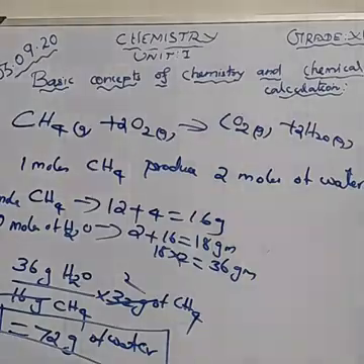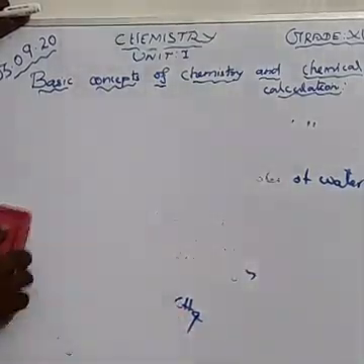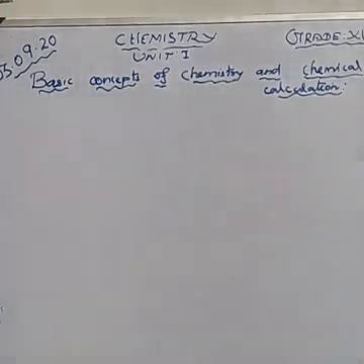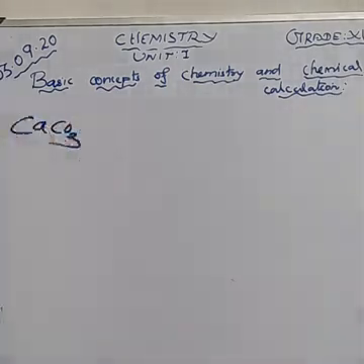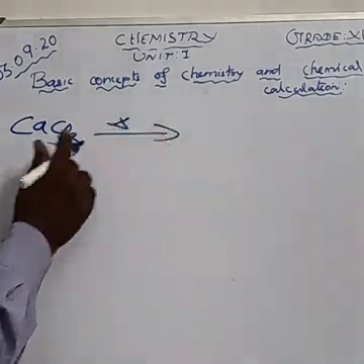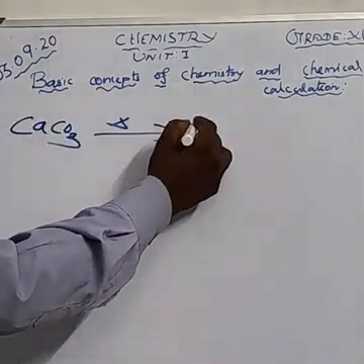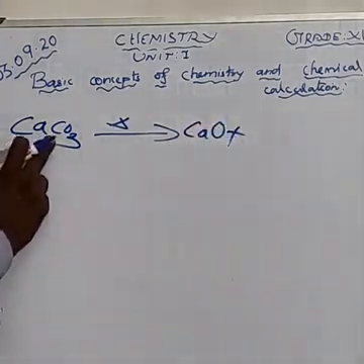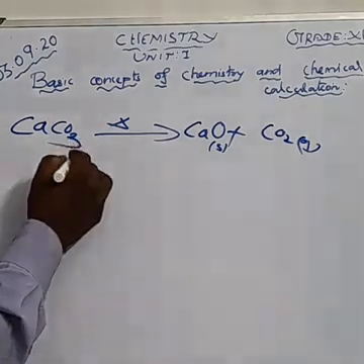First of all, you should write the balanced chemical equation for the decomposition of calcium carbonate. What is the formula for calcium carbonate? CaCO3. On heating, what is the product? Calcium combines with oxygen to form calcium oxide, plus carbon dioxide gas, CO2, is evolved.